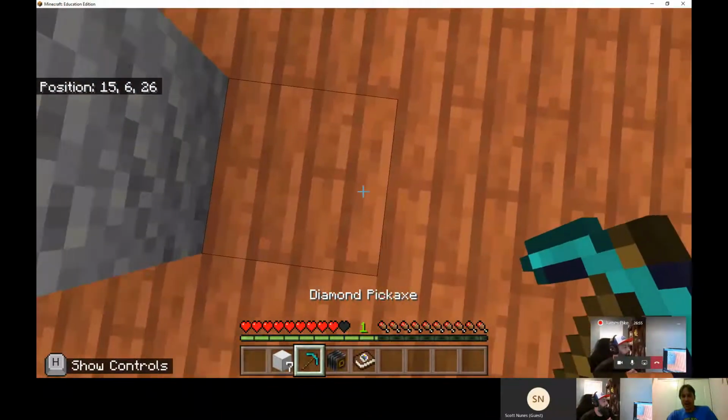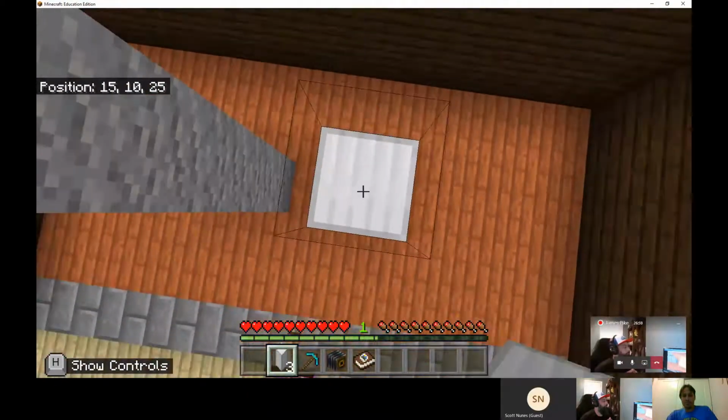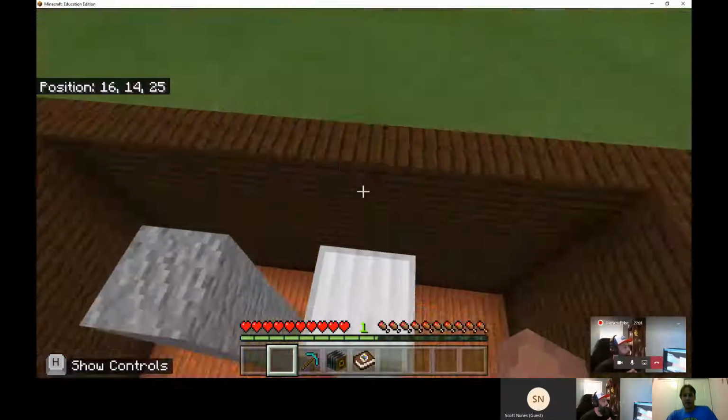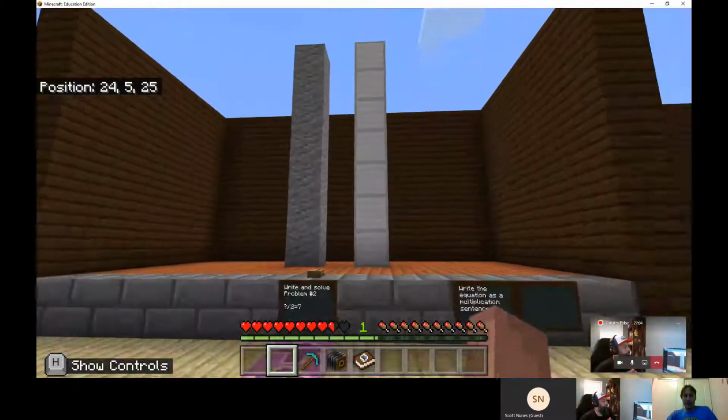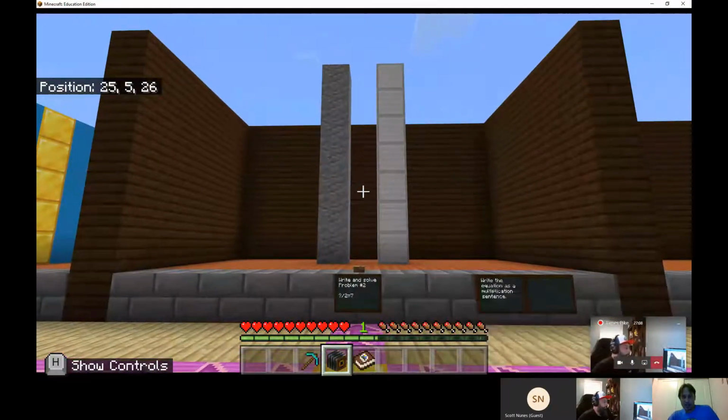If you make a mistake, I got a pickaxe. And then, yeah, you come over here and you can take a picture. There are 14 blocks in all.